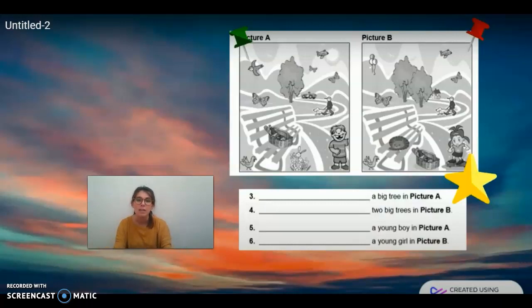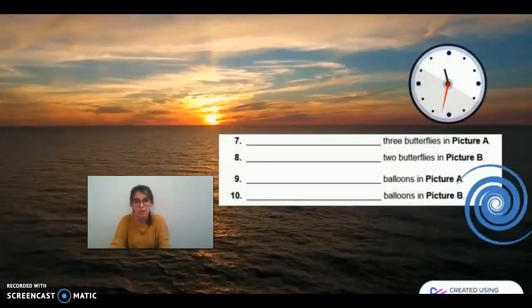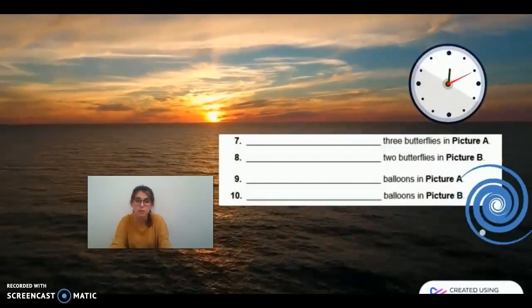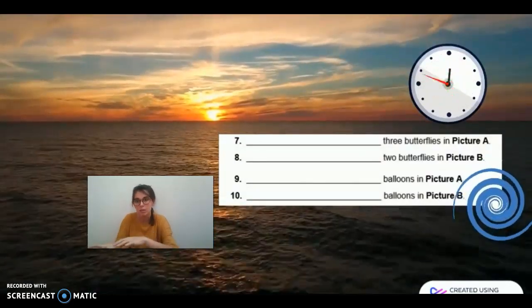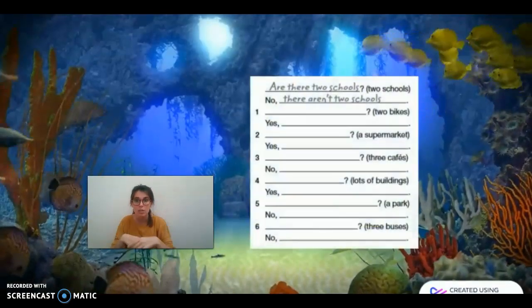Number 5, same thing. A young boy in picture A, a young girl in picture B. So you look at the pictures and you write down there is, there isn't, there are, there aren't, depending on what you find in the picture. And then you have more exercises. Butterflies in picture A, 2 butterflies in picture B, balloons in picture A, and balloons in picture B. So you look at the pictures and you write down there is, or there are, or there isn't, or there aren't. You look at the picture and you complete.